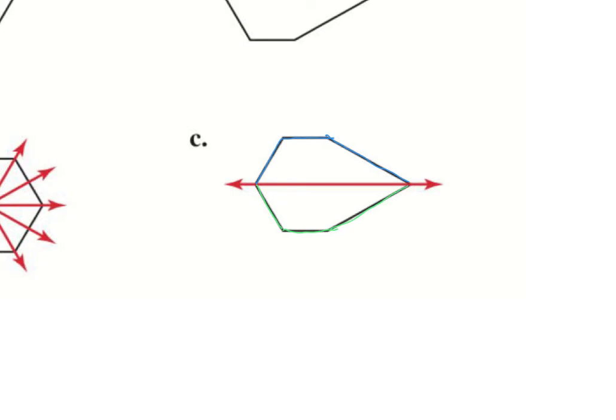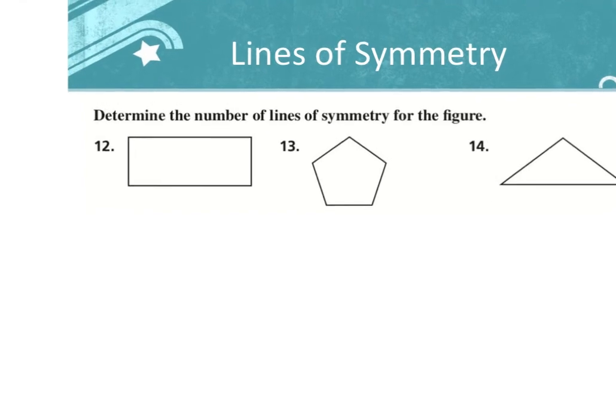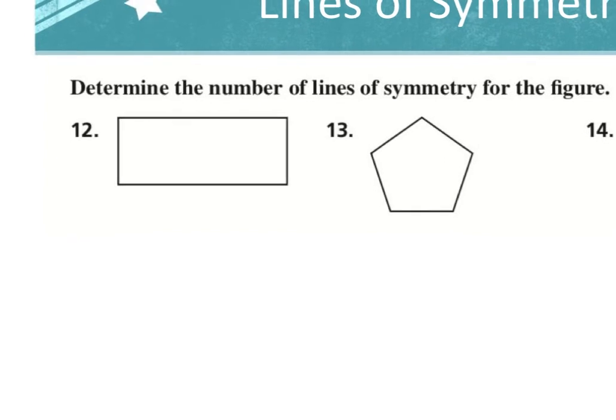Okay? That's what a line of symmetry says. All right, so let's determine the number of lines of symmetry for the figures here. So for number 12, I can see that we can divide it this way. Now, that's a really bad line, but you get the picture, okay? If we were to flip it over this line, it would be the exact same image on both sides, and we could divide it this way as well, vertically, okay? So this one has 2 lines of symmetry.